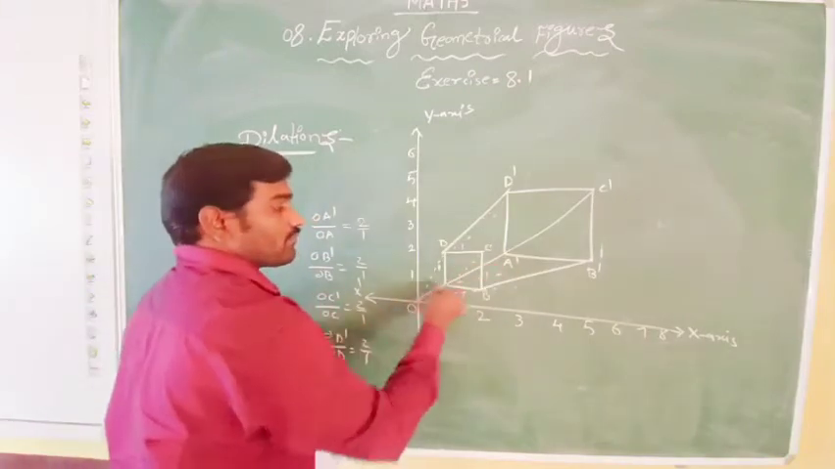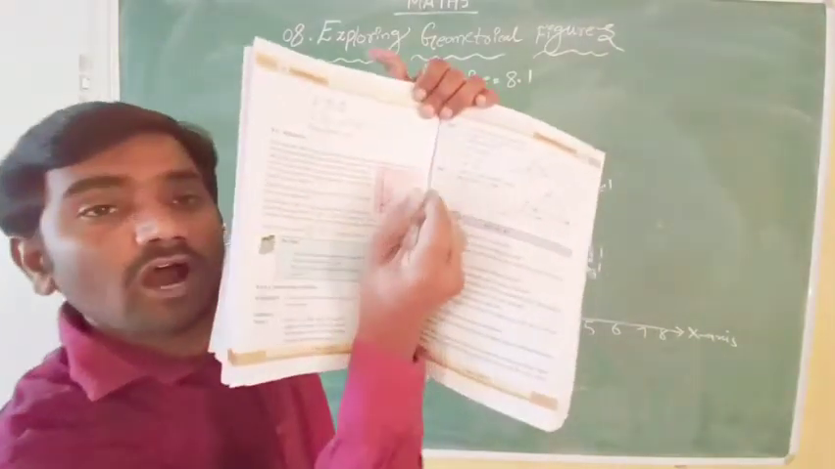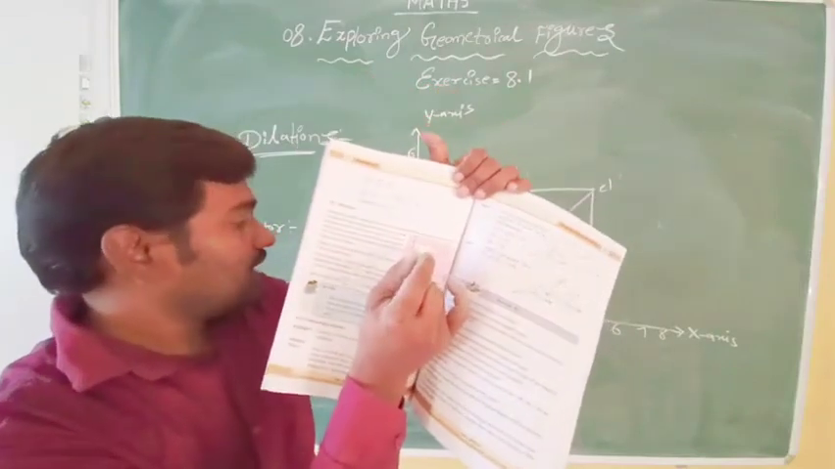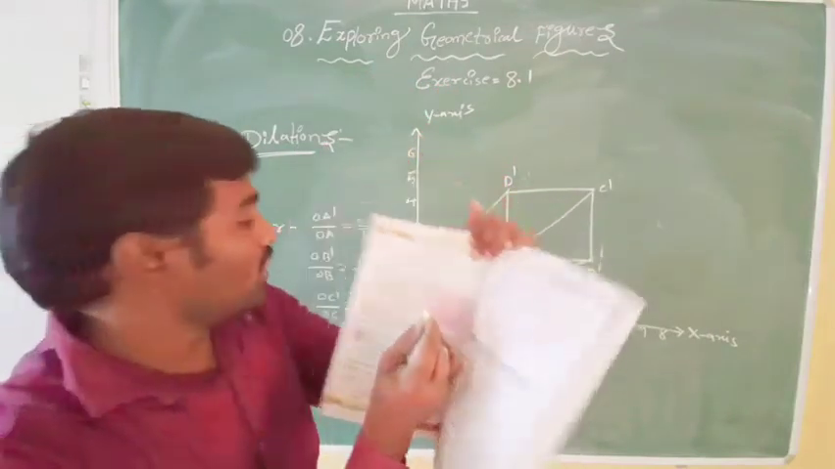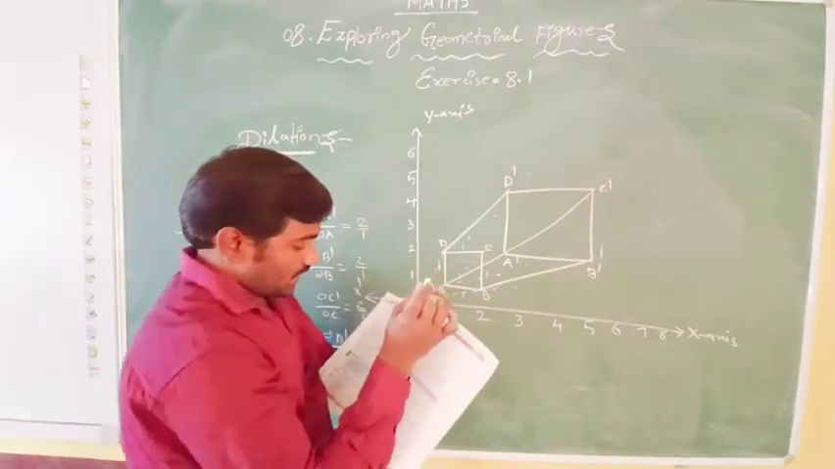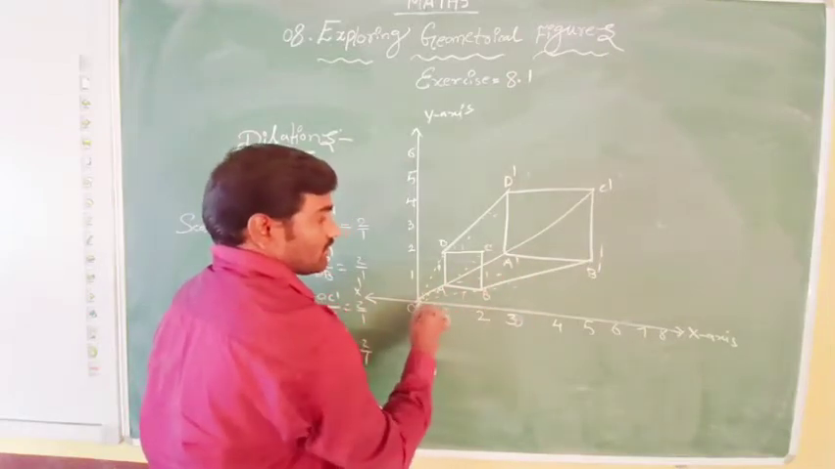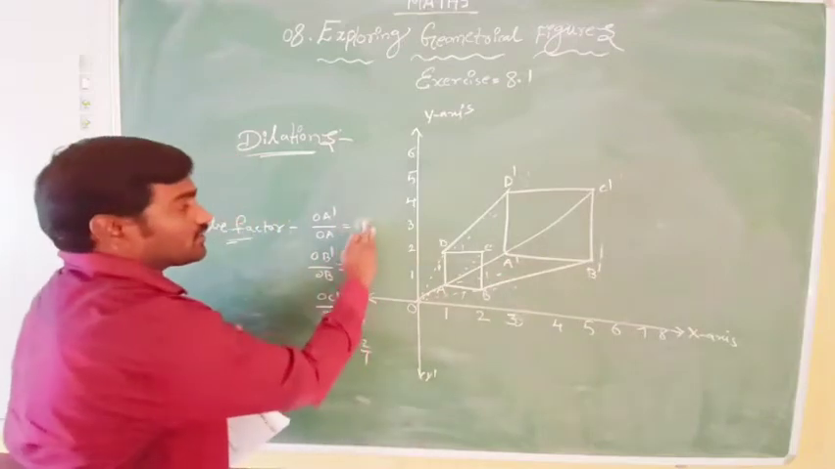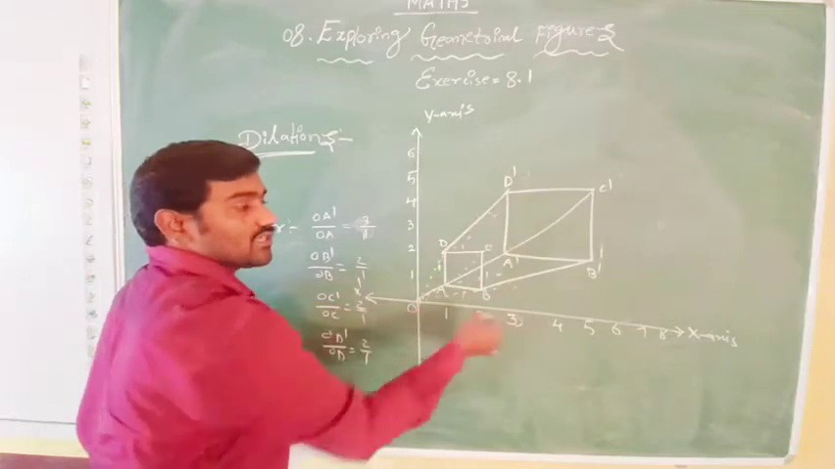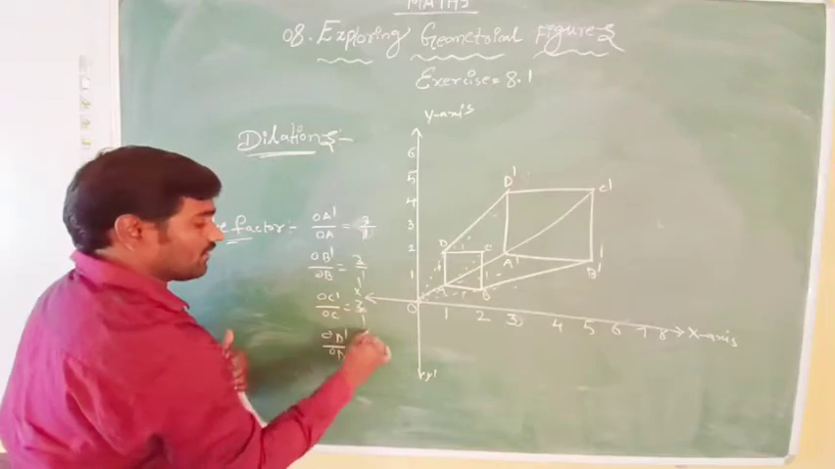For the distance OA, we have to see the number of units in the graph paper. How many units are there? There are 2 units here. Then OA equal to 1 unit. Then in this diagram OA has taken 3 units, so here it is 3 by 1. 3 units have started. Okay. Similarly, everything will come the same: 3 by 1, 3 by 1, 3 by 1.